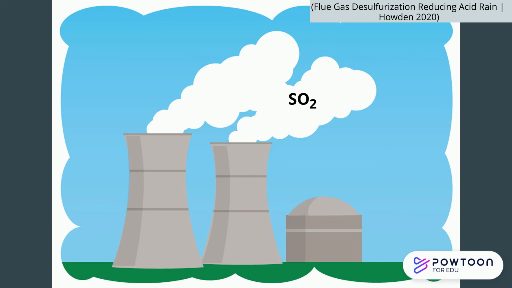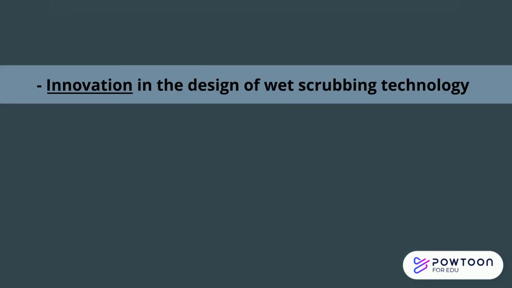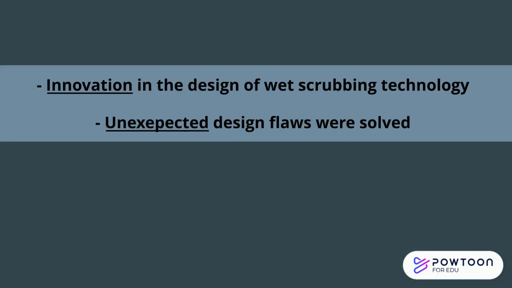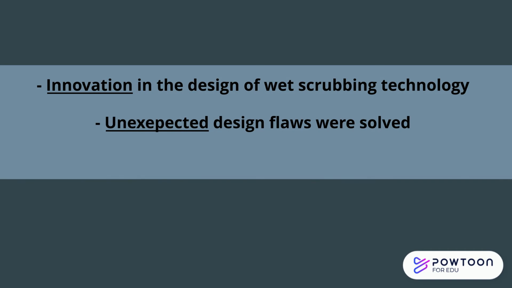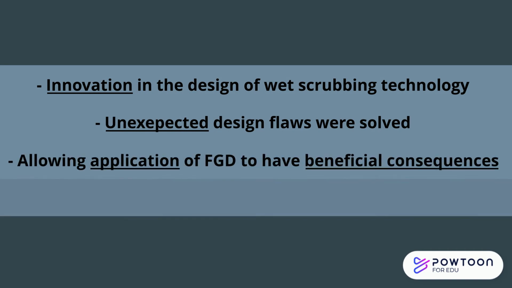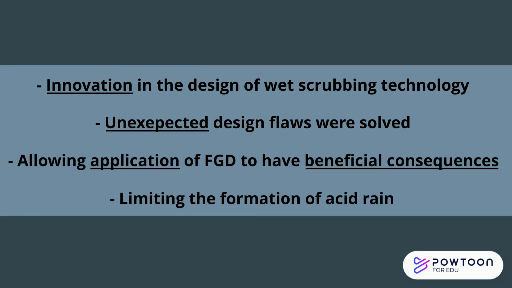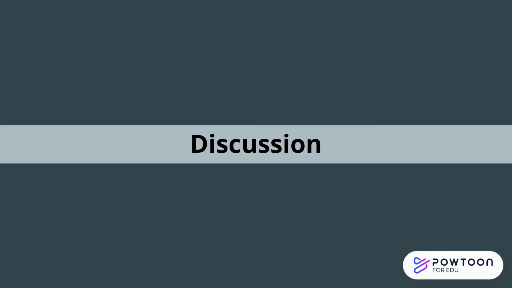Thus, through innovation in the design of early wet scrubbing technology, unexpected design flaws were solved, allowing the application of flue gas desulfurization to have beneficial consequences, such as limiting the formation of acid rain. However, despite these high removal efficiencies, combustion of fossil fuels still leaves much to be desired in way of preventing the effect of producing electricity on the environment.